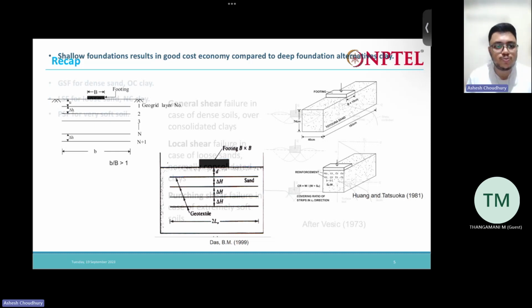So why do we use the shallow foundation? Shallow foundations generally result in good cost economy compared to deep foundations, which are the alternative.